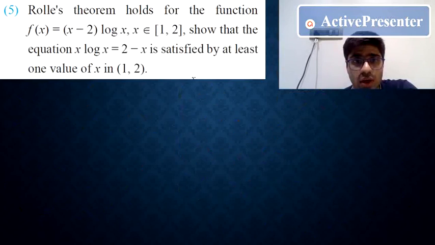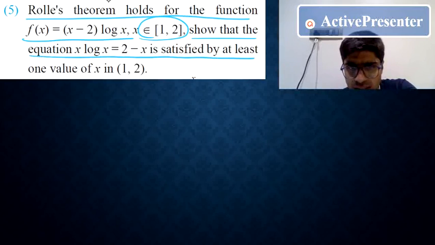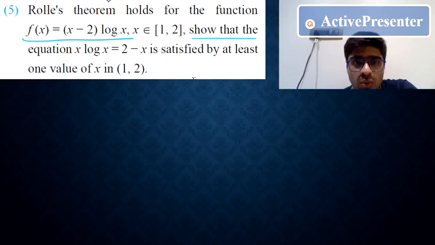Let's continue with the next one. Rolle's theorem is holding good for the following function. For x belonging to 1 to 2, show that the equation x log x equal to 2 minus x is satisfied by at least one value of x in the interval 1 to 2.